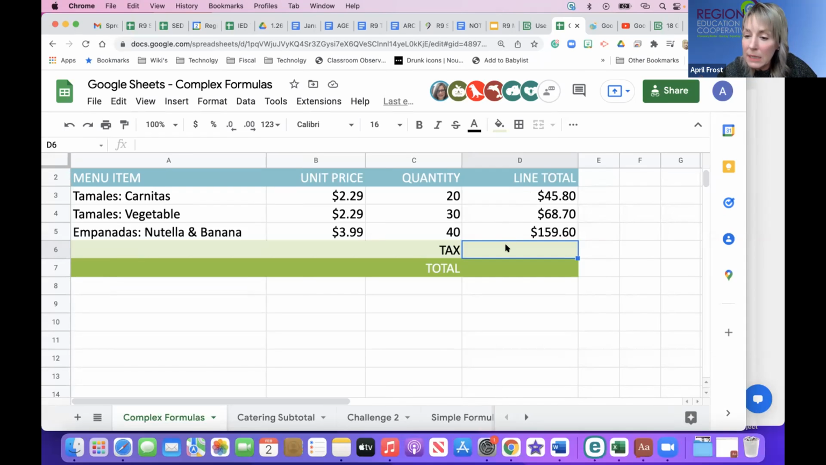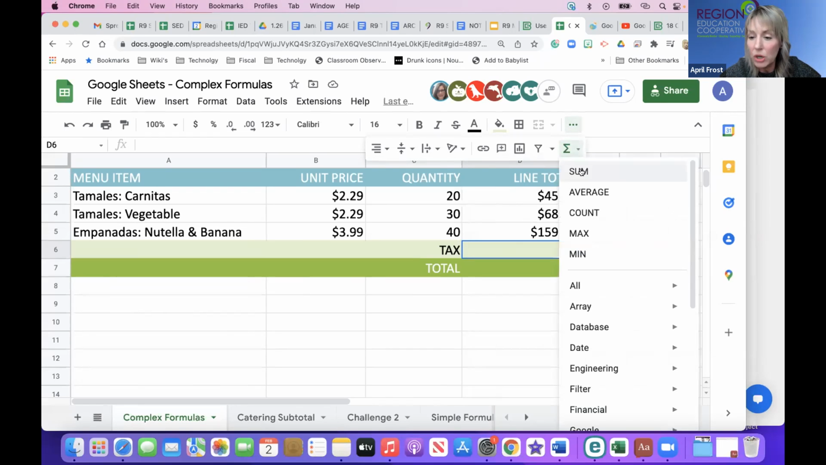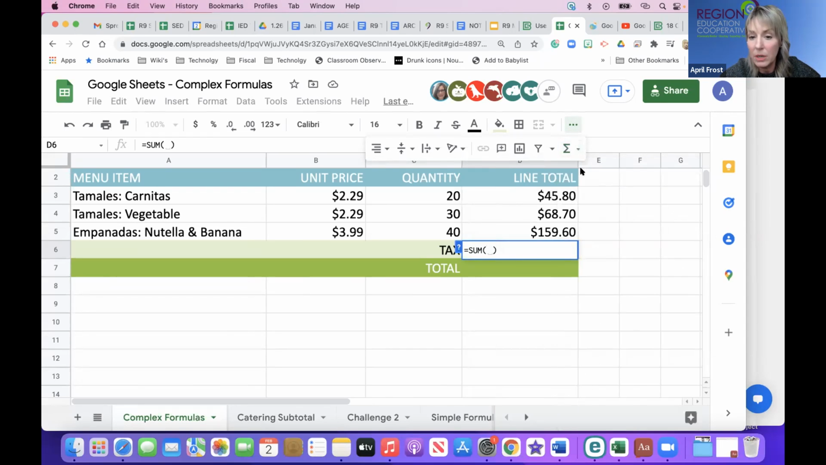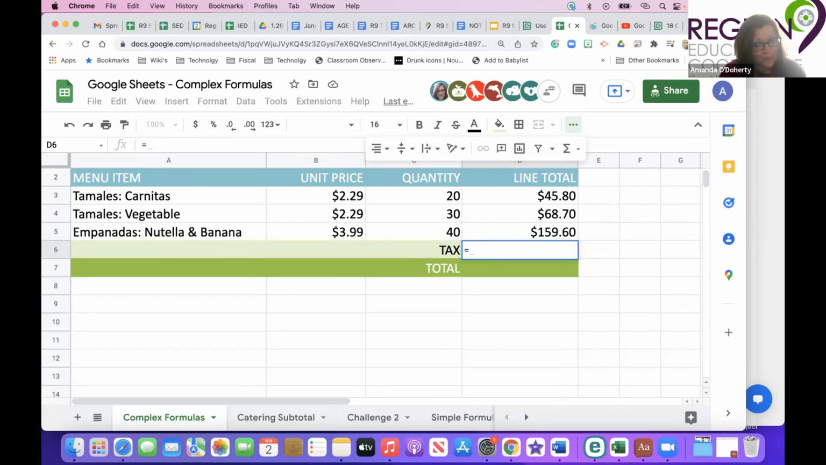There's a couple of ways to skin that cat. You can use this handy dandy little Greek function icon, and I can start my equation by clicking sum. It gives us the equal sign and sets up the sum in parentheses, which is nice. But I'm going to start this old school. The way that I start this old school is I enter what? Amanda, I know you know this. An equal sign, thank you very much.